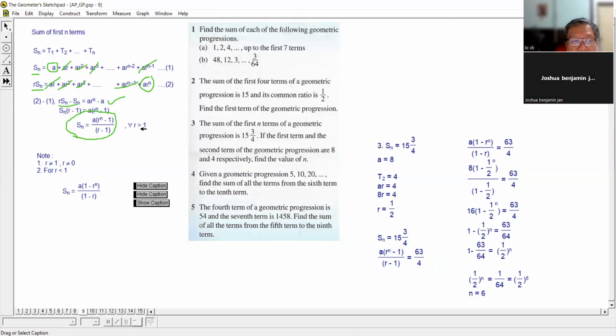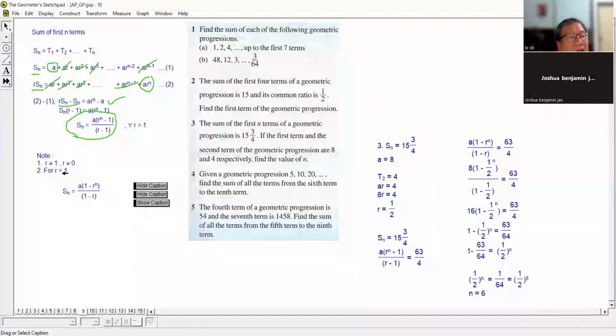Now, then you may ask me, what if r equals to 1? If r equals to 1, that is not a geometric sequence. So r cannot be equal to 1. Now, another thing is r cannot be equal to 0, because if you put r equal to 0, there is nothing. Every term is 0, 0, 0. Right? So r cannot have these two values, 1 and 0.